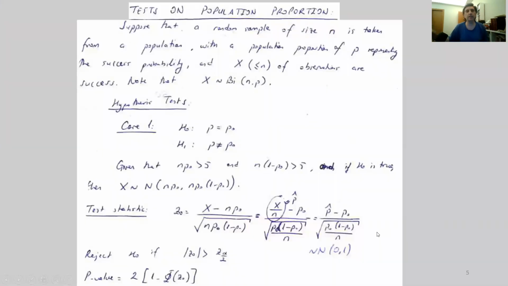Now, the last topic I would like to talk about is the test on population proportion. When I covered this topic in confidence intervals, I also called this estimation of the Bernoulli parameter p. So this is going to be a hypothesis test on the Bernoulli parameter p. We have a random sample of size n taken from a population, and the population proportion p represents the success probability, so you may think about a Bernoulli process success probability.